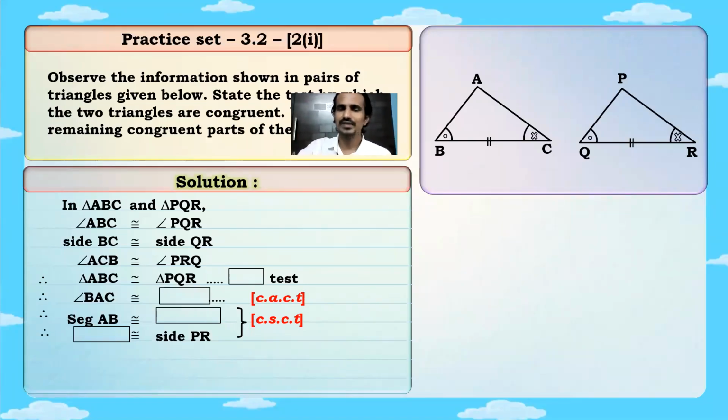Okay. So we can say that, just see the figure in triangle ABC and PQR. Dekho, it is already mentioned that angle ABC, that is B, is congruent to angle PQR. So B and Q are equal. Then side BC is congruent to side QR, and angle ACB congruent to angle PRQ. All right. So we can see that there are two pairs of angles and the included side is equal. So we say triangle ABC congruent to triangle PQR.